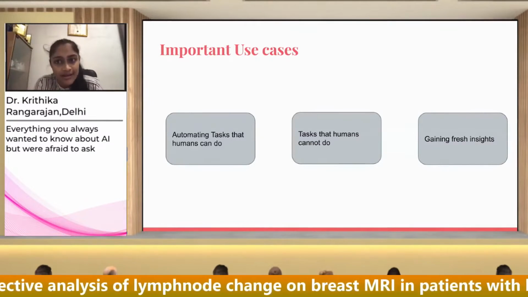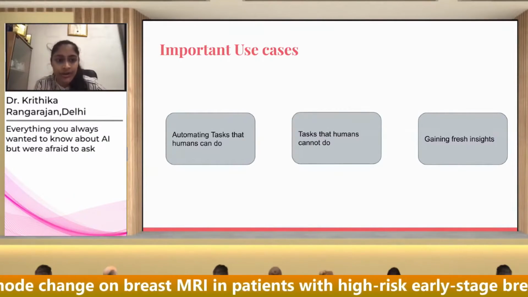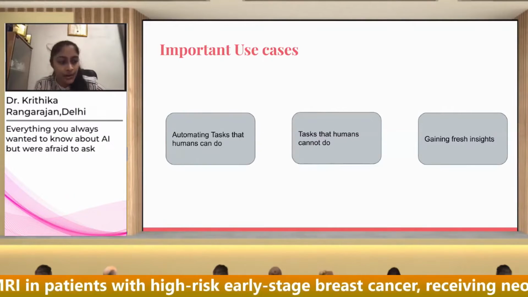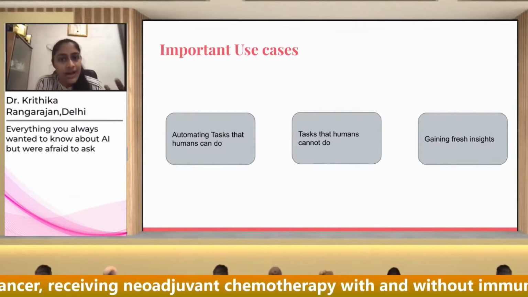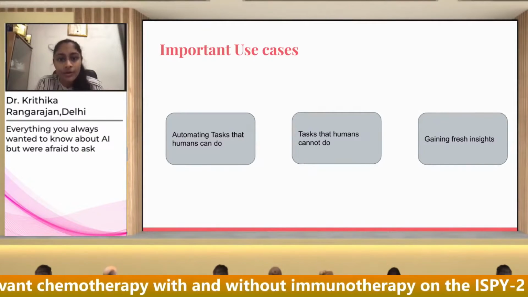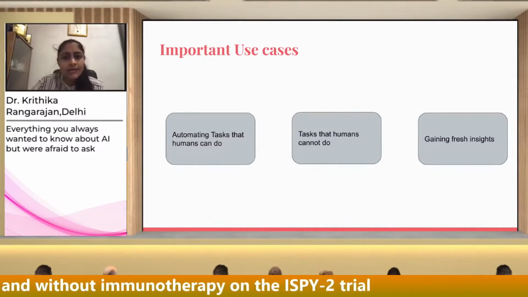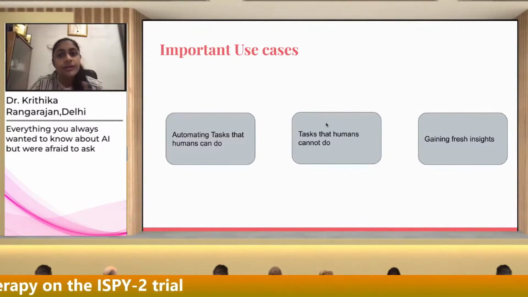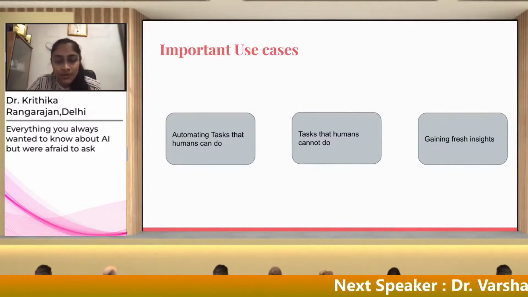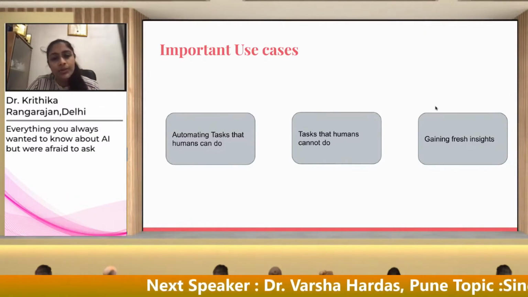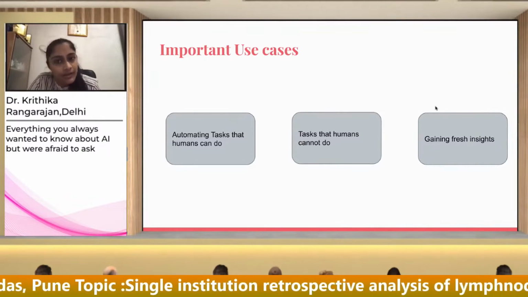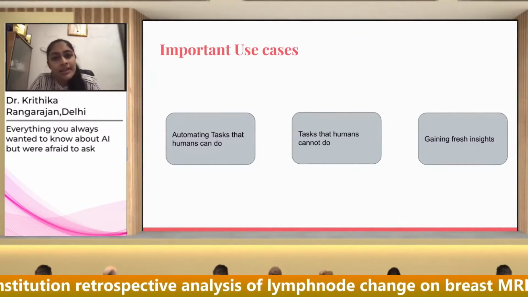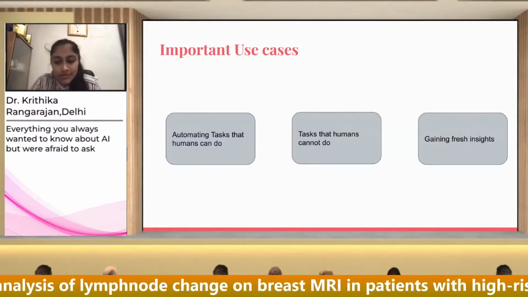So the tasks that machine learning can do are essentially divided into tasks where humans are actually experts and which can be automated. Then there are the tasks which humans really cannot do. So these are the superhuman capabilities of machine learning that we are trying to exploit. And the last, which is an emerging field, which has not been extremely well explored, is gaining fresh insights and trying to understand certain disease processes.